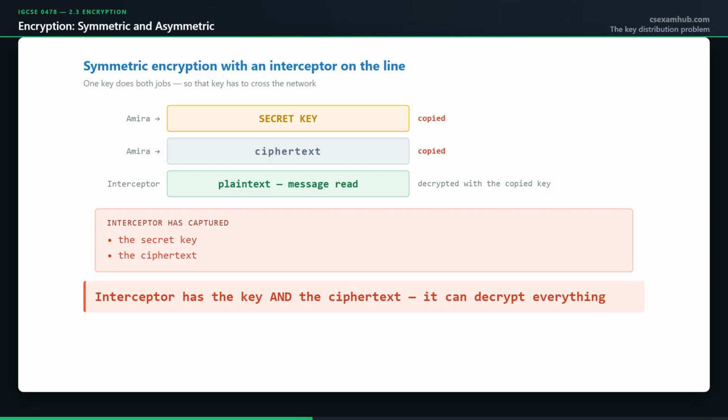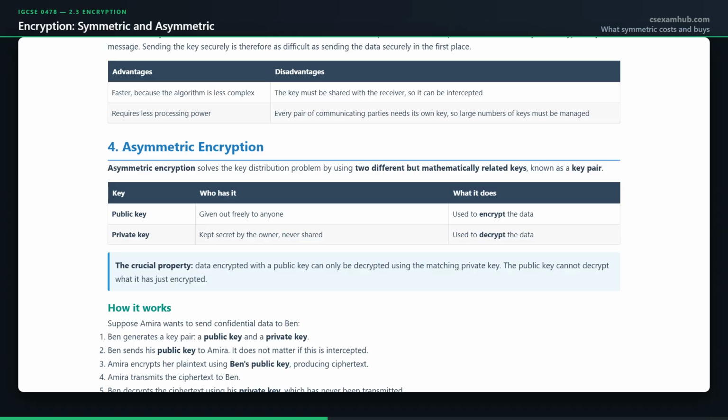There is a second cost too. Every pair of people who want to communicate needs its own separate key, so the number of keys to manage grows very quickly. So symmetric encryption trades security for speed. In its favor, the algorithm is less complex, which makes it faster and lighter on processing power, and that genuinely matters when you are encrypting large volumes of data. Against it, the key must be shared with the receiver so it can be intercepted, and every pair of communicating parties needs its own key, so key management becomes a real burden at scale.